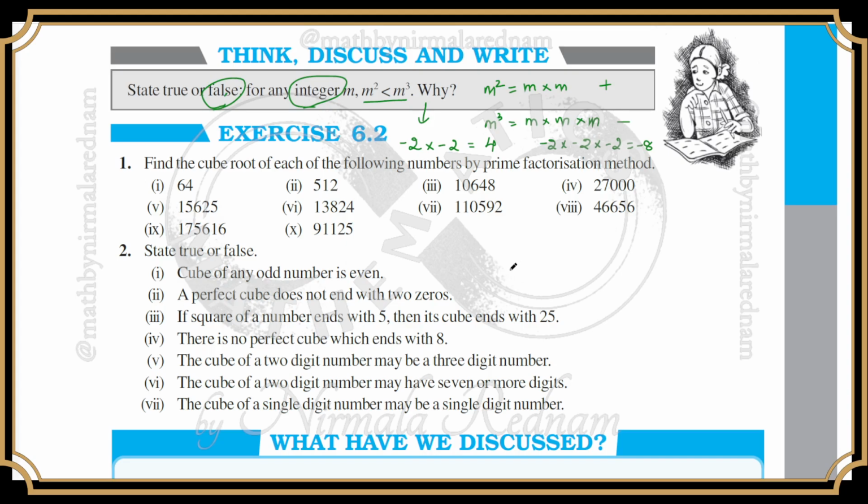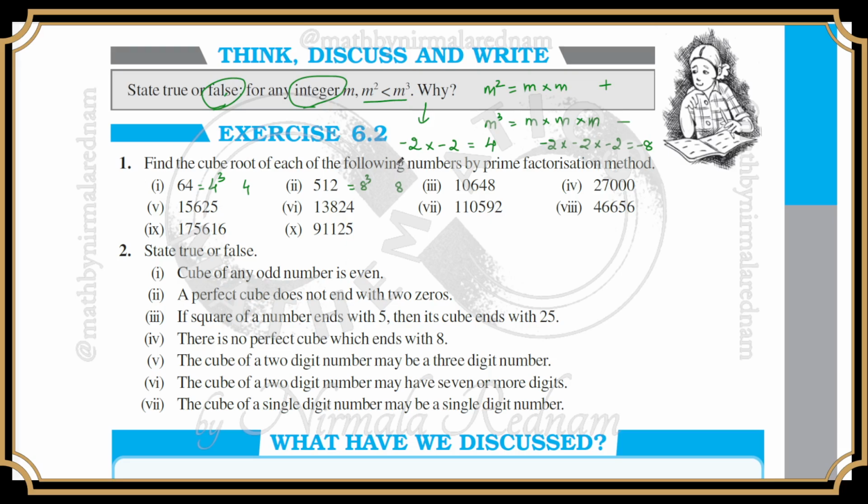Now let's look at the exercise. Find the cube root of each of the following numbers by prime factorization. So here, like I said, 64 is pretty obvious. 64 is 4 cube, therefore the cube root is going to be 4. So 64 cube root is 4. Next 512, like I said, it should be noted to you, it is 8 cube, therefore the cube root is 8.